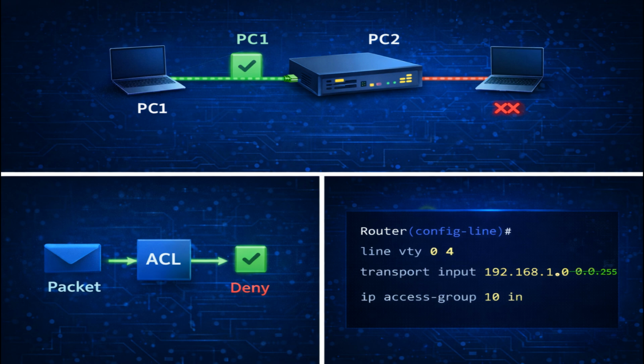Standard ACL example, access-list 10 permit 192.168.1.0 0.0.0.255. Named ACL, ip access-list standard office-users. To allow traffic, permit 192.168.1.0 0.0.0.255. To block traffic, deny any, then apply it to interface, ip access-group 10 in.